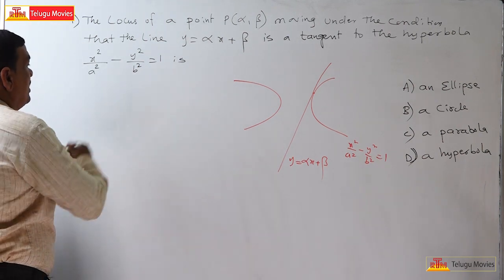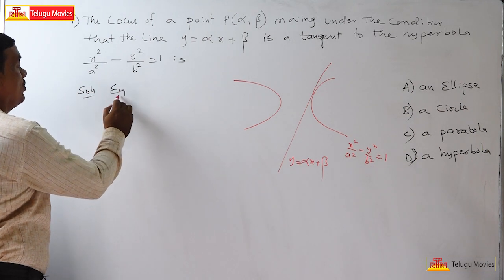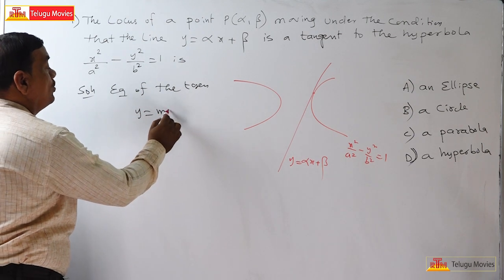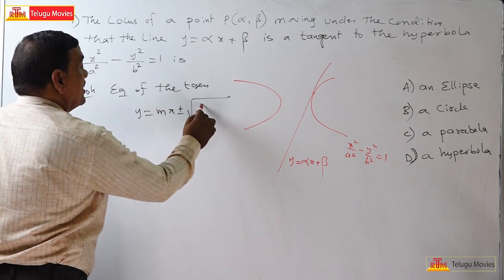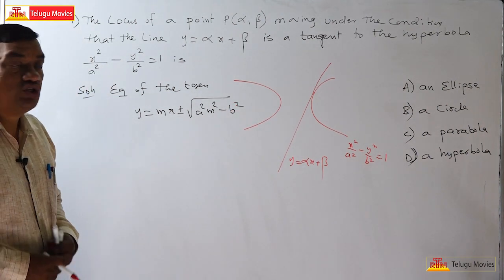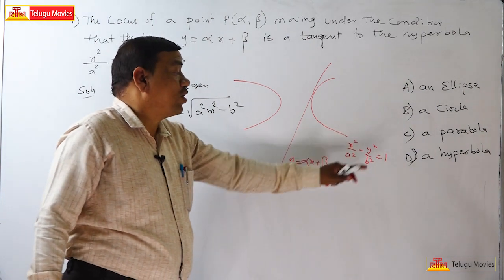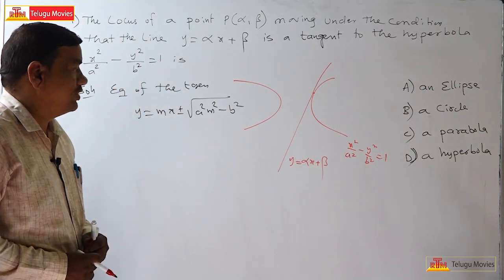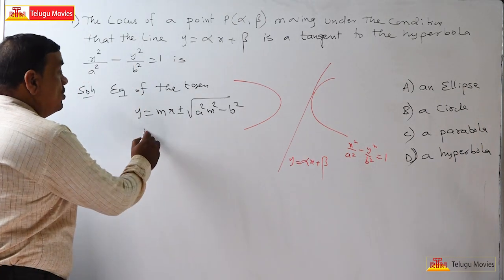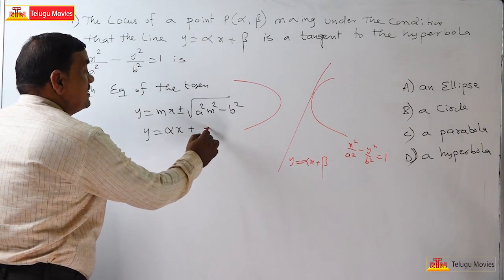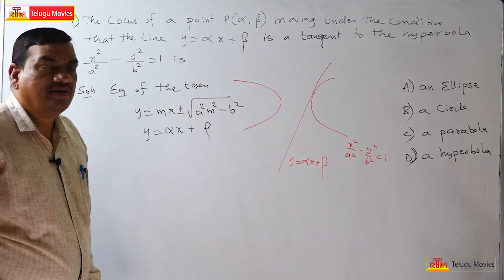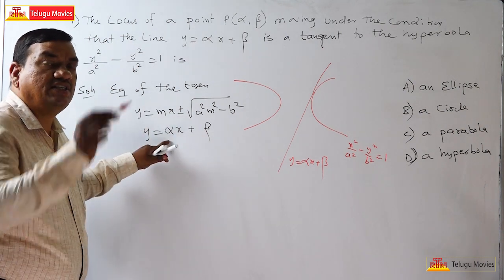We know that the equation of the tangent is y = mx plus or minus root of a square m square minus b square. This is the equation of the tangent to the hyperbola x square by a square minus y square by b square is equal to 1. But it is given that the tangent is y = alpha x + beta. Both represent the same line. One is according to the formula, the other is given in the data.